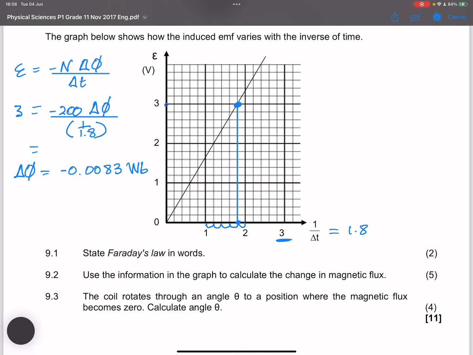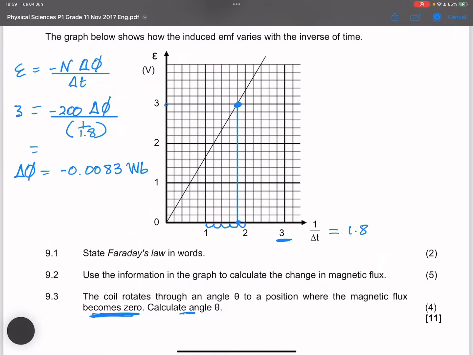Now let's look at the next question. They say that the coil rotates through an angle theta to a position where the magnetic flux becomes 0. Now remember, when does the magnetic flux become 0? When the angle is actually 90, right? So in this case, when the angle between the coil and the field would be 90 degrees, right? So that would be that final point there. And they want us to now calculate the angle theta.